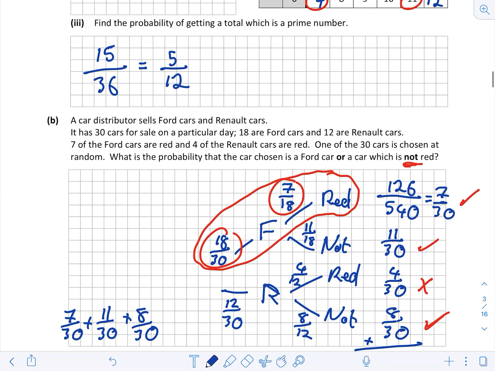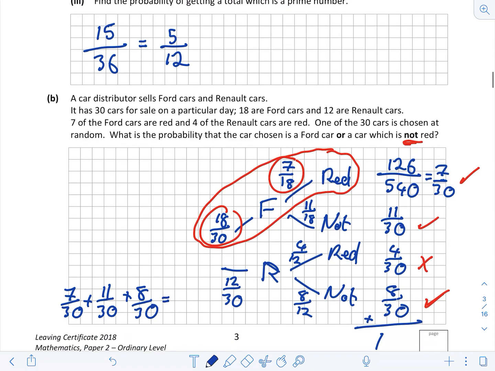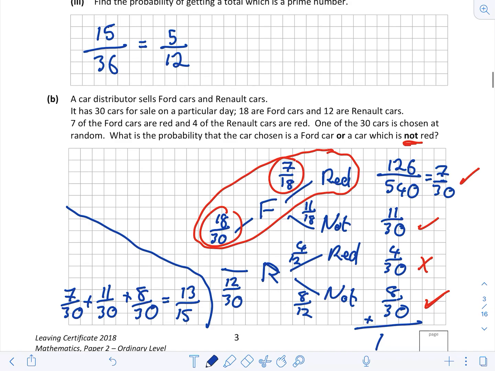That's really the entire question one. Yeah, so that's the entire question one done. Into the calculator, that is 7 plus 11 plus 8, which is equal to 26 over 30, which is equal to 13/15. So the answer is 13/15. So that's question 1, 2018, paper 2.